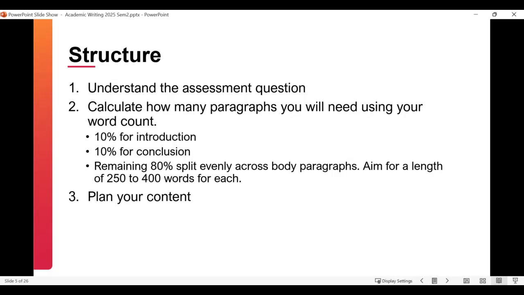And then you plan your content. So once you've worked out how many ideas you should put into your writing, that's when you start planning your content.